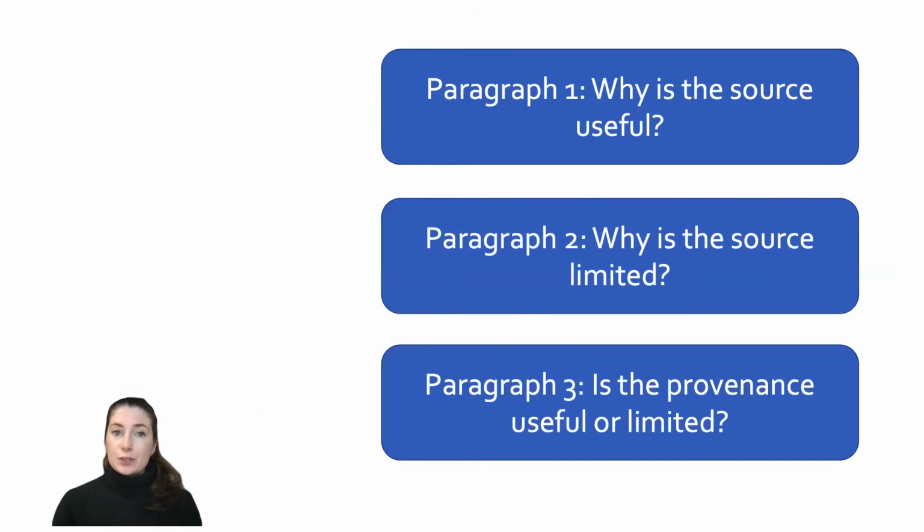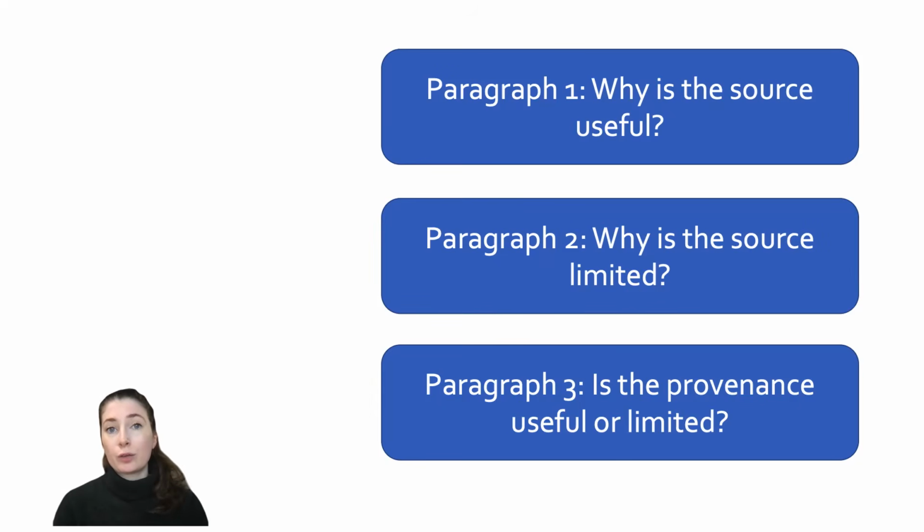Structure. So all of the 8-mark questions, I recommend 2 paragraphs. This one, I think what's best to do is to have 3 slightly smaller ones. The first paragraph, you want to write about useful. Why is the source useful? And we'll go through why it might be useful in a second. The second one, you want to write about why is it limited. And then I think it's best to have one on the end where you just look at provenance.